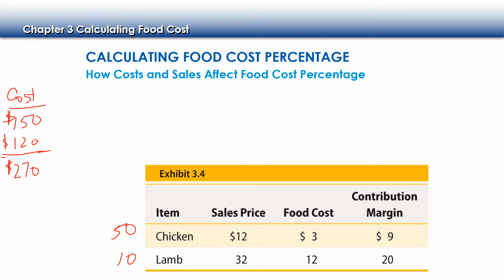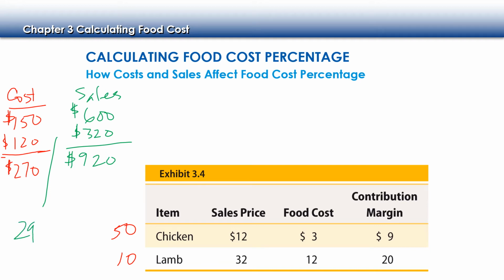Now let's look at our sales. So 50 times 12 is $600, and 10 times 32 is $320. So we have $920 as our total sales for these 60 menu items. So now if we're going to find out what our percentage is, we do $270 divided by our 920, and we get a 29.3% food cost.